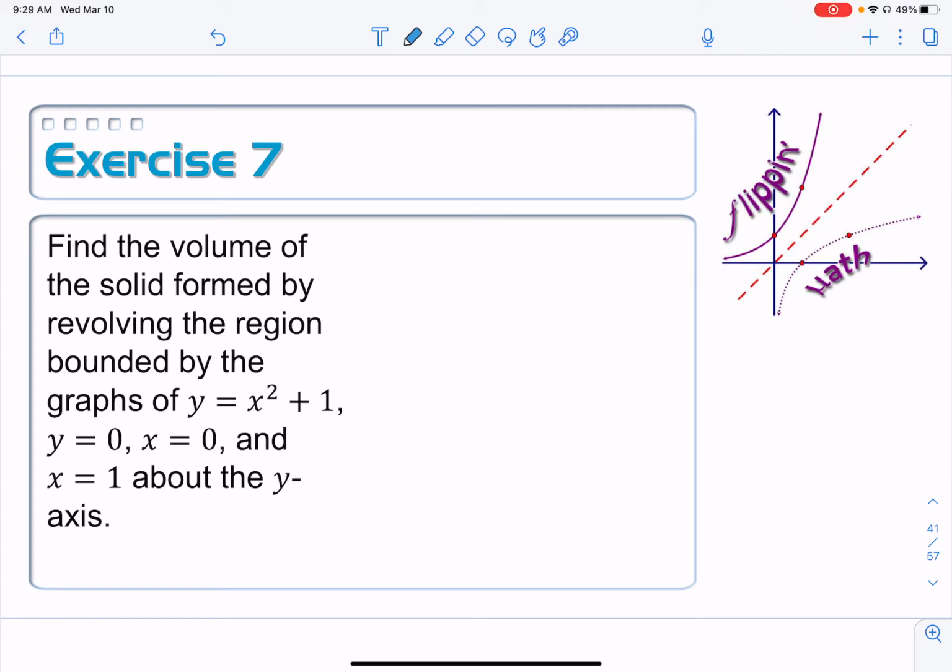Let's do one more of these. Find the volume of the solid formed by revolving the region bounded by the graphs of y equals x squared plus 1, y equals 0, x equals 0, and x equals 1 about the y-axis. So let's try to make sense of this by drawing a graph of all of these functions.